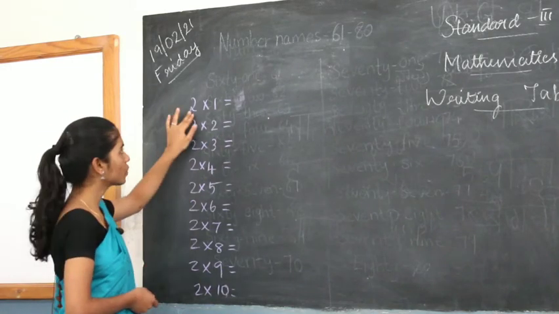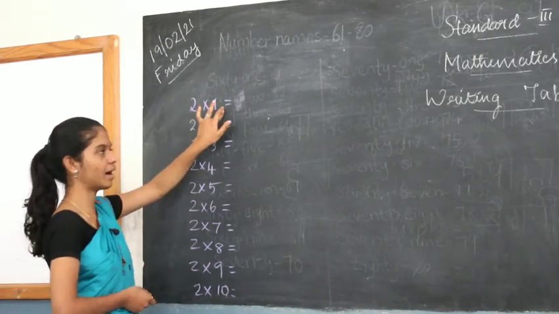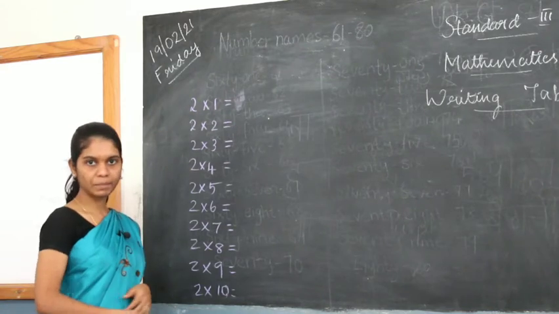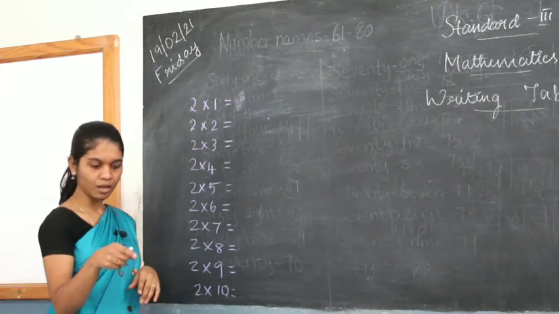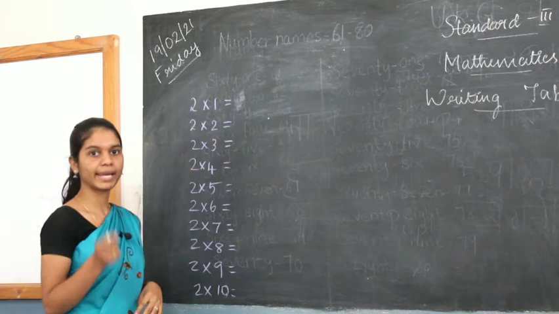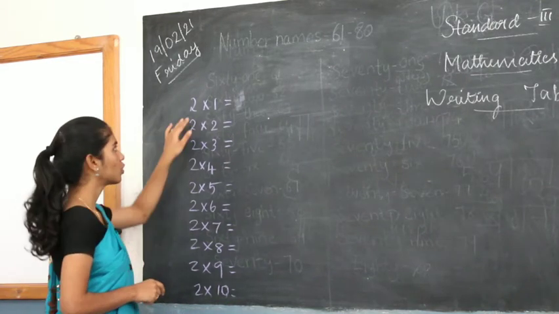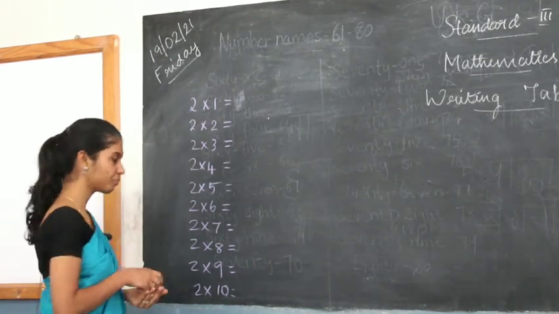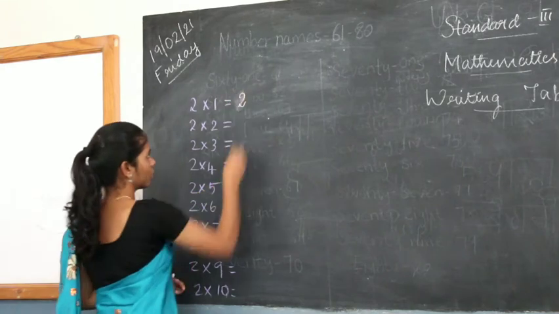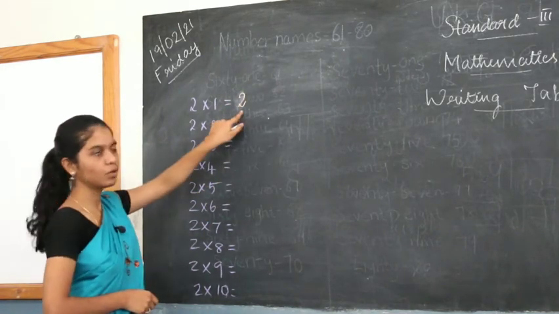First look at the first number. 2 ones are. So you know, when you multiply a number with 1, whichever the number may be, you will get the same number, right? So 2 ones are will be 2. So you got 2 in the first.